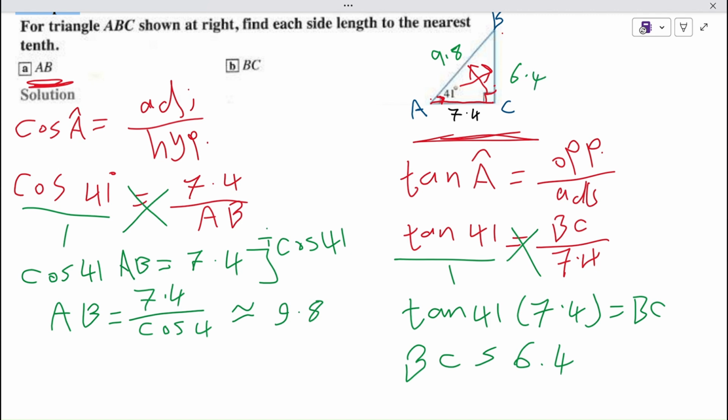Okay, so that's enough for this question. This is really easy. You just have to find out the rule, then substitute these sides and the angle into the rule. This is about this question. Now let's move to another question.